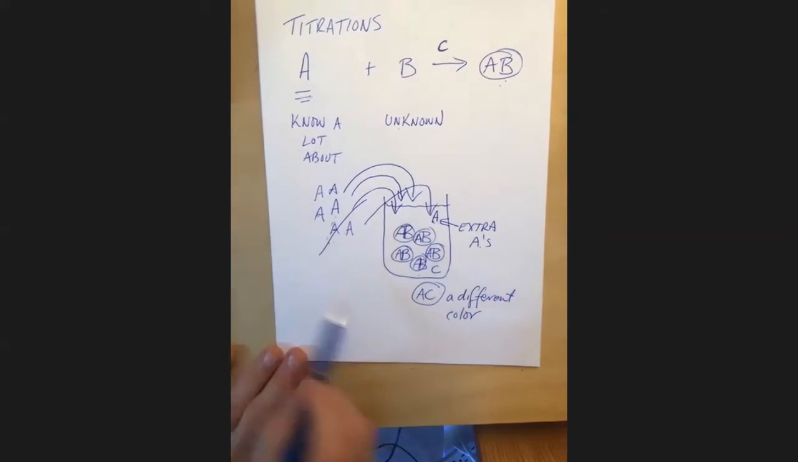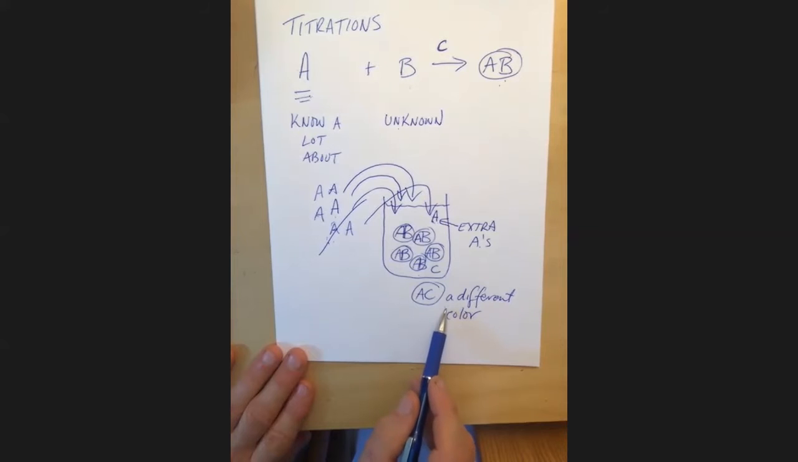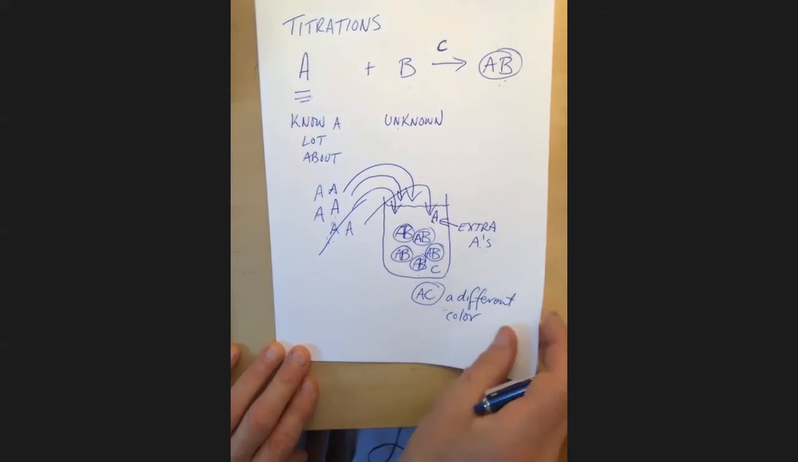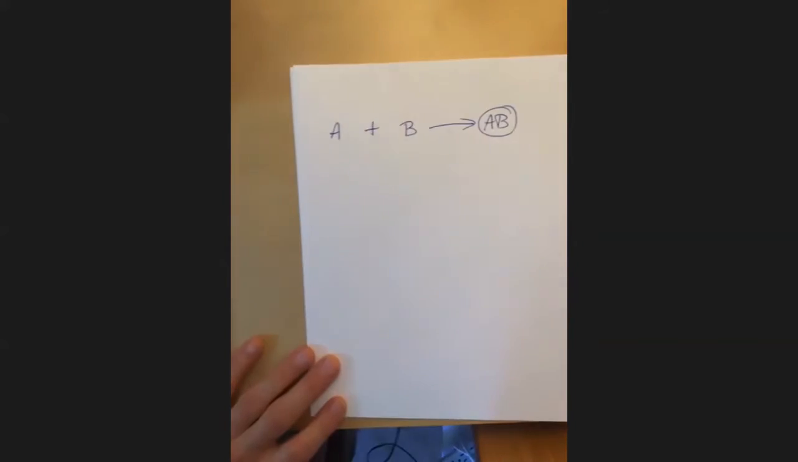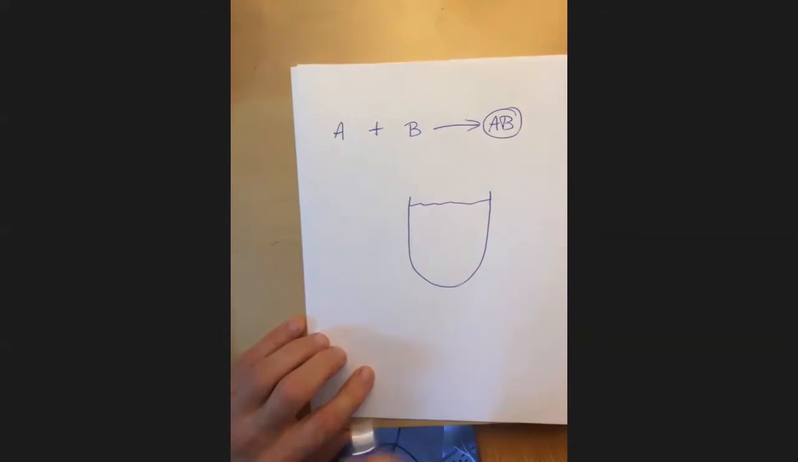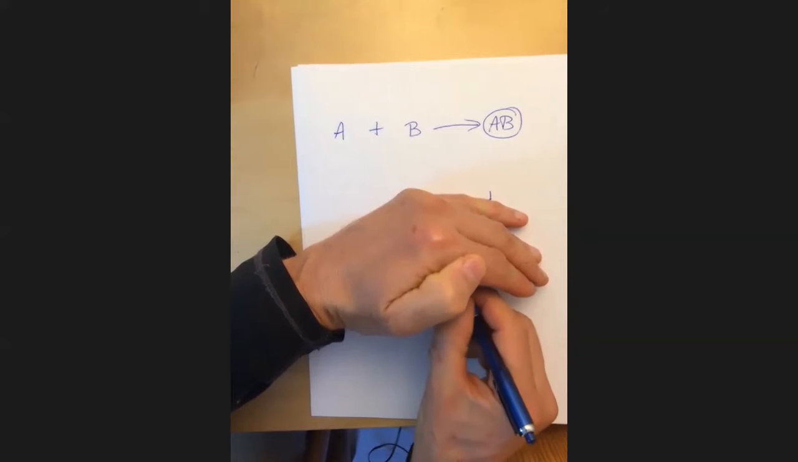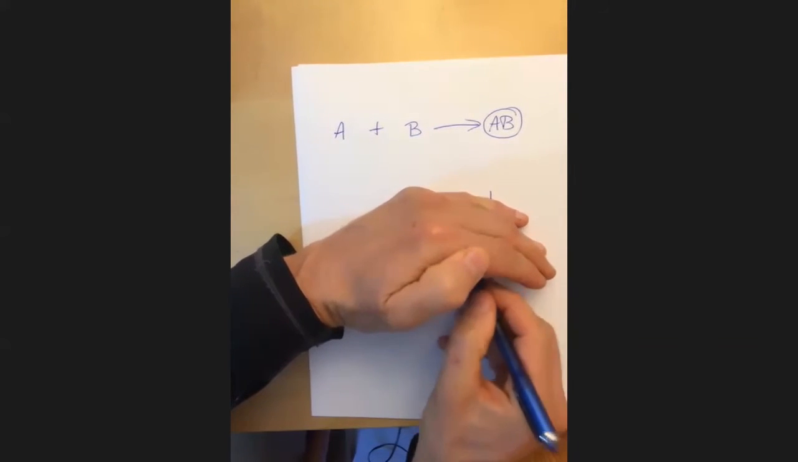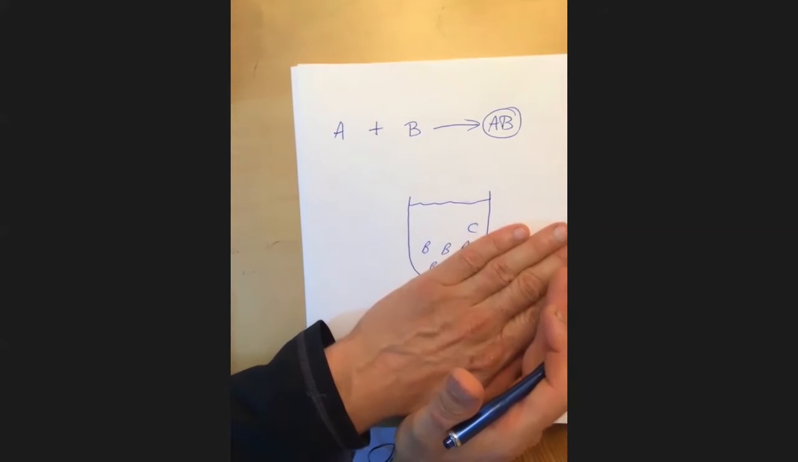So we're going to go through this all again, but this time I want you to remember, we're going to be able to notice a different color when the compound AC forms. Okay? Okay. So here is A reacting with B to form AB. Okay? And here's my beaker. And this time, you can see it's got some B's and I've got some C in there as well.